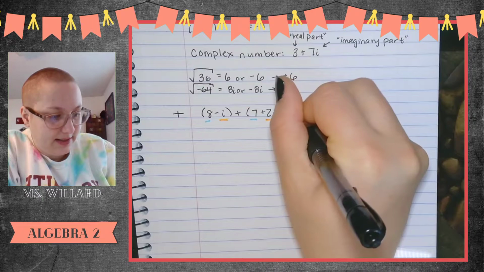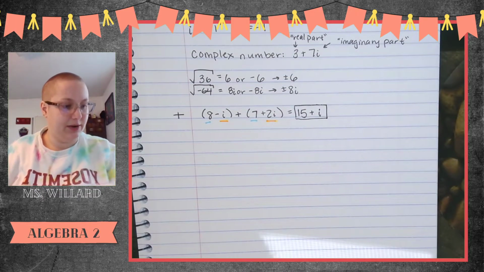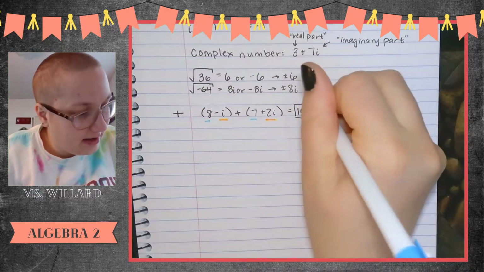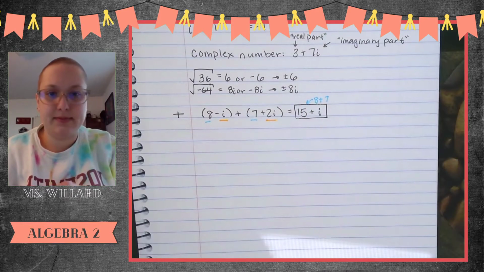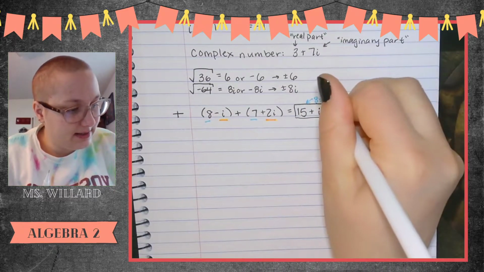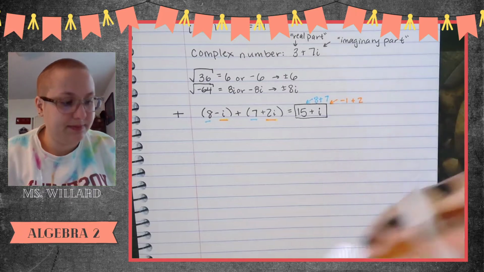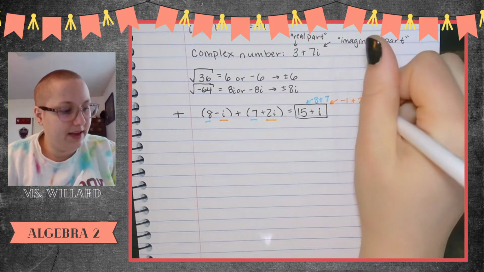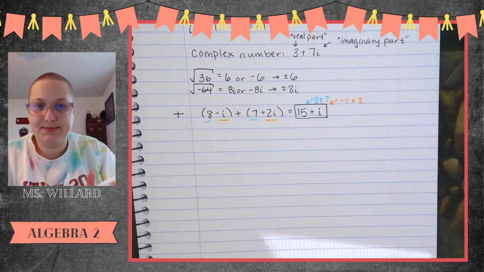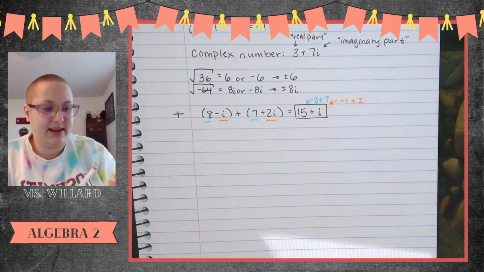But what I'm really doing is, I'll actually write it out here. So this is 8 plus 7. And this one is like negative 1 plus 2. And then there's like the i on the end, because there's like a negative 1 right here.